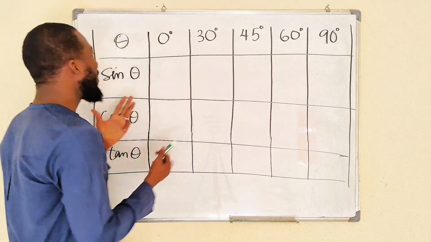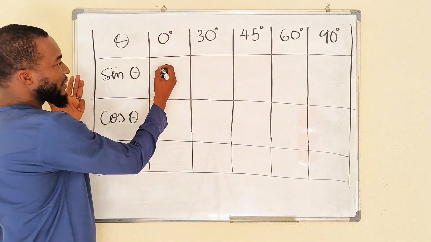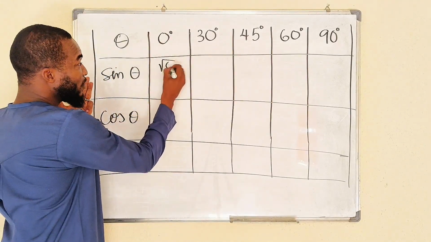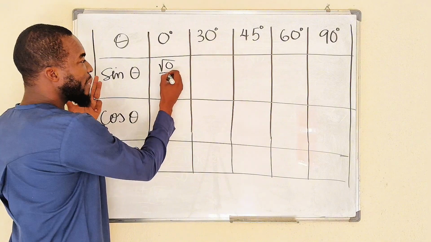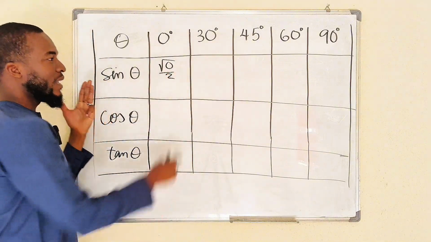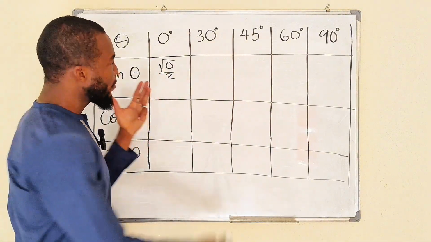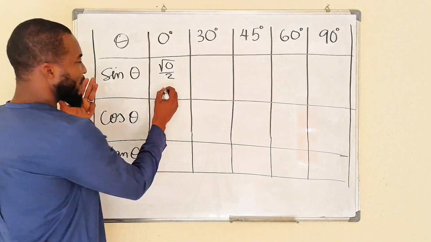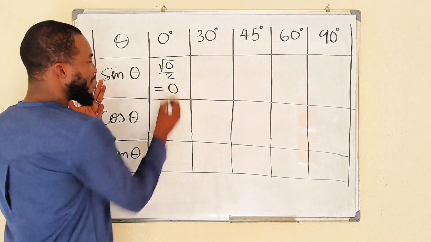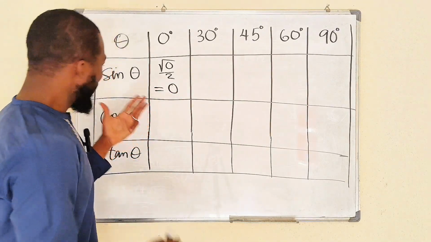So therefore, the sine of 0 will be what? Square root of 0. This square root is constant. Divide by 2. This 2 is also constant. Square root of 0 is 0. Divide by 2 is 0. So therefore, sine of 0 is 0.